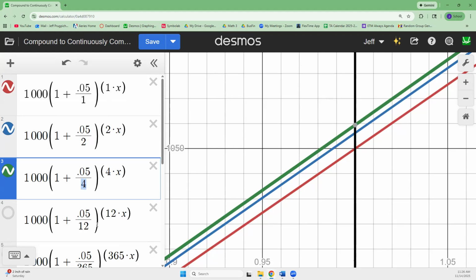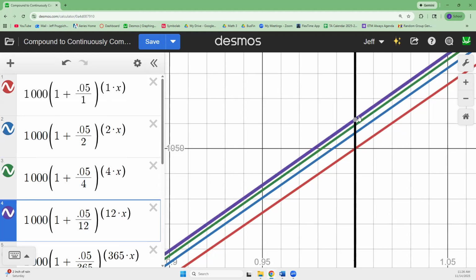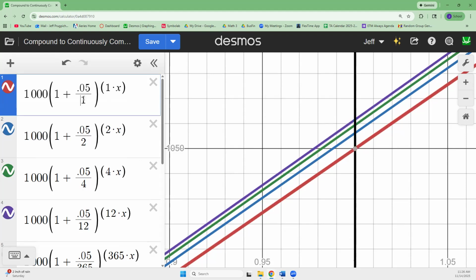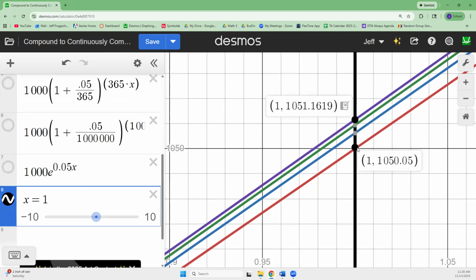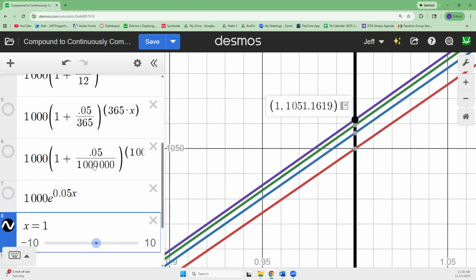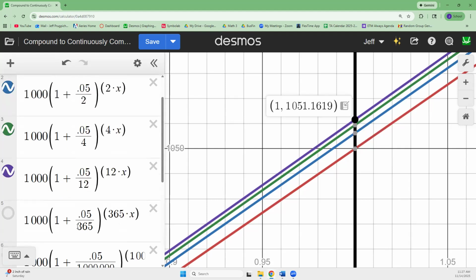Okay, let's make a bigger jump. Let's go from quarterly to monthly. So 3 times more often, right? From 4 times per year to 12 times per year. So you finally made an extra dollar. But going from just once a year to 12 times per year only increased your interest from $50 to $51.16.